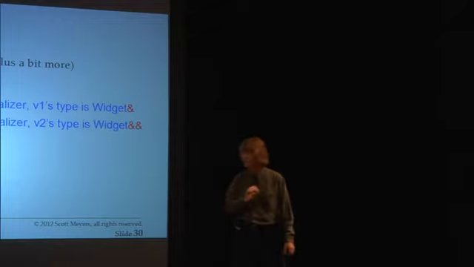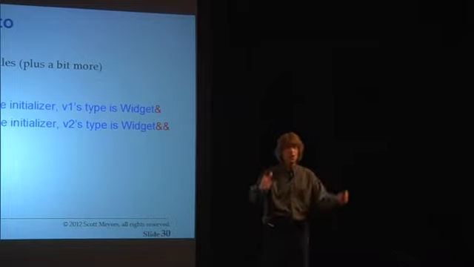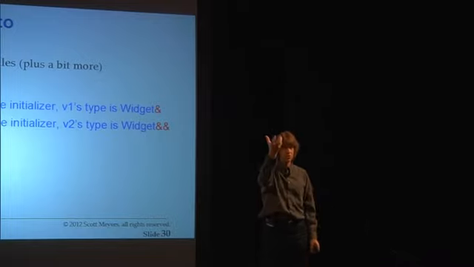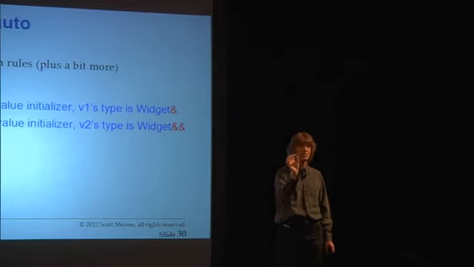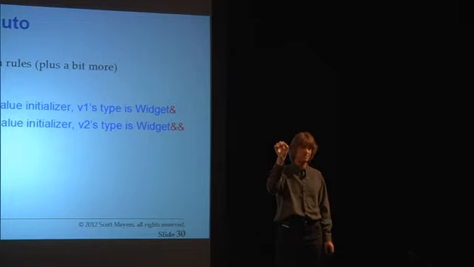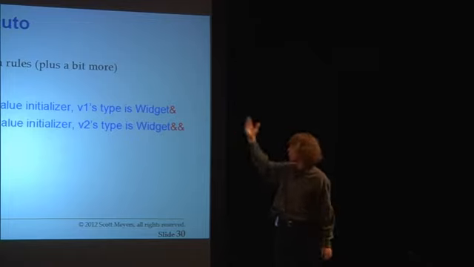Okay, wish I had a whiteboard. You only get these special reference collapsing rules if you have a universal reference. And you only get a universal reference if it's declared as T&&. None of this stuff applies if you didn't declare it as type T&& or auto&&.